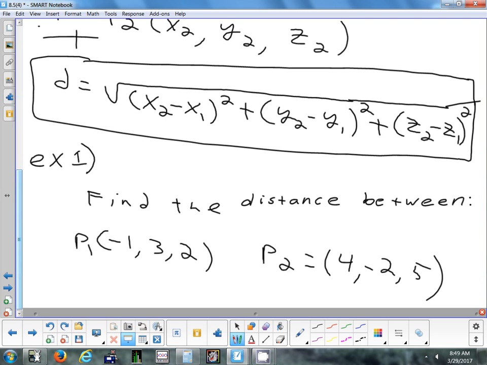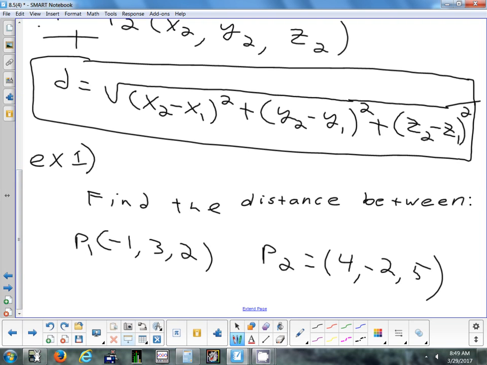We'll start off by finding the distance between those 2 points. If they don't label which one is which, always assume the x1, y1, and z1 goes with the first point, and the x2, y2, z2 is the second point. It doesn't really matter as long as you're consistent when you set it up. Just do it the same way for each parenthesis.